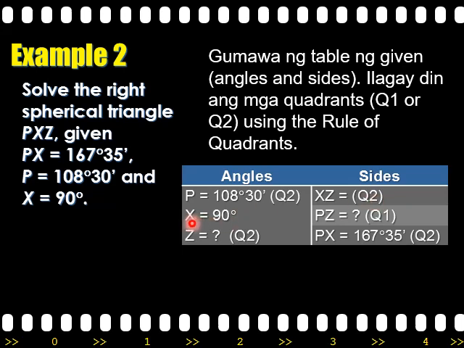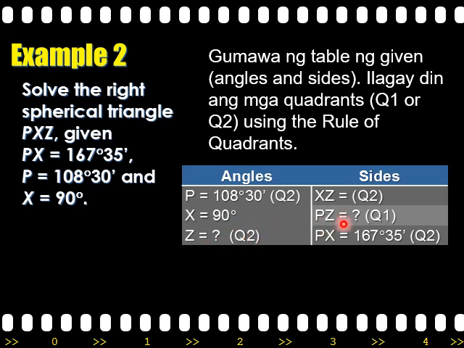Si angle X, 90 degrees. So, ibig sabihin, si side PZ ang ating hypotenuse. Okay? And, another given is yung PX, so side PX, that is 167 degrees and 35 minutes. So, nasa quadrant 2 siya. So, since nasa quadrant 2 itong si PX, dapat si angle Z, nasa quadrant 2 din.